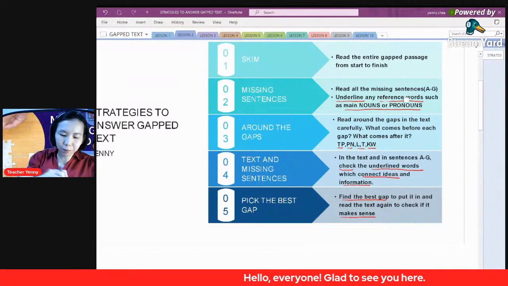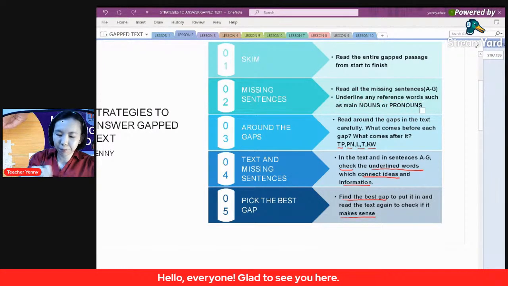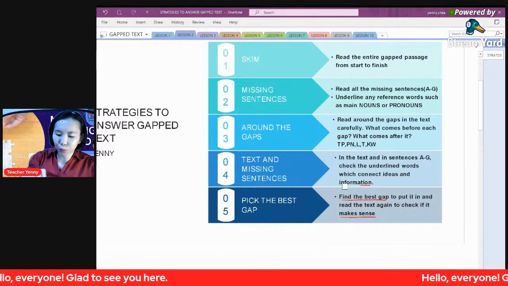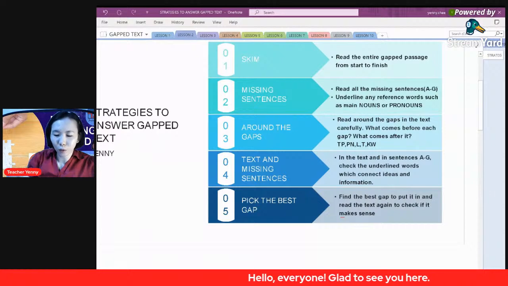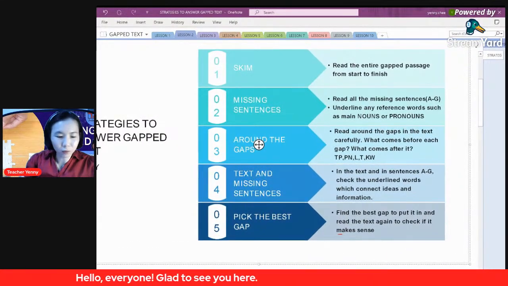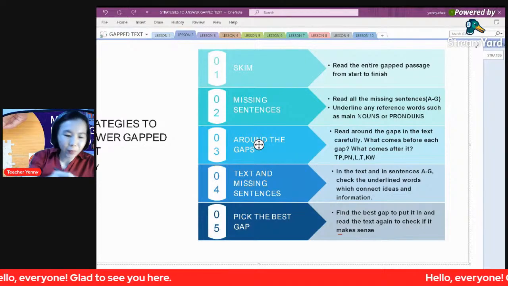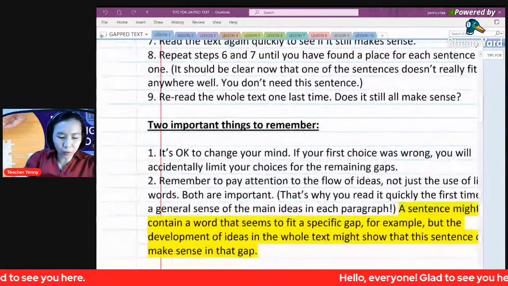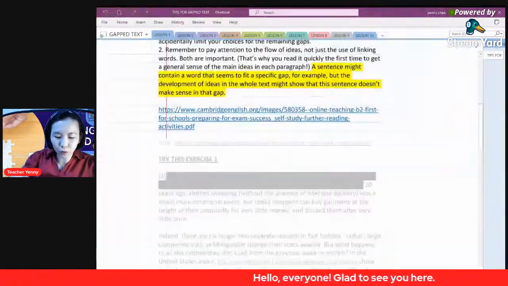If you want the slides, I can share the slides with you. Do you need the slides or you don't need the slides? Or you can just screenshot from here. What do you think, girls and boys? Let me move on to lesson 1. Okay, let's move on to lesson 1.